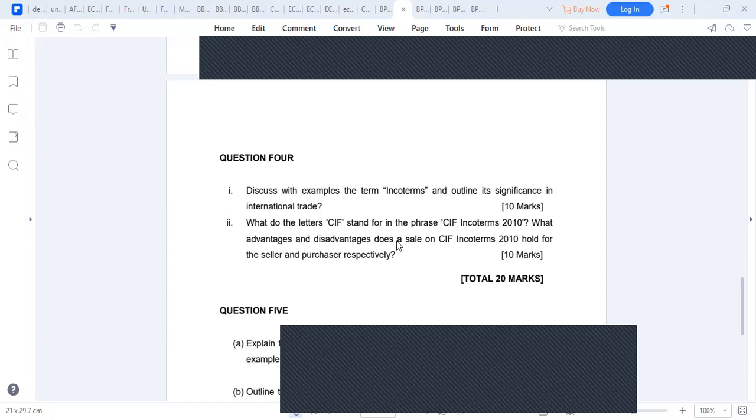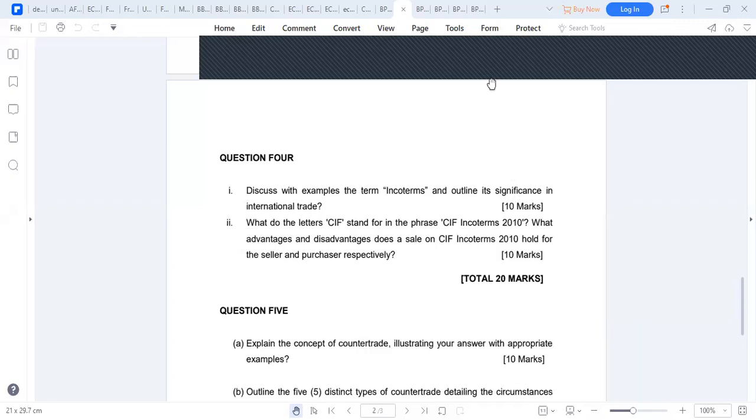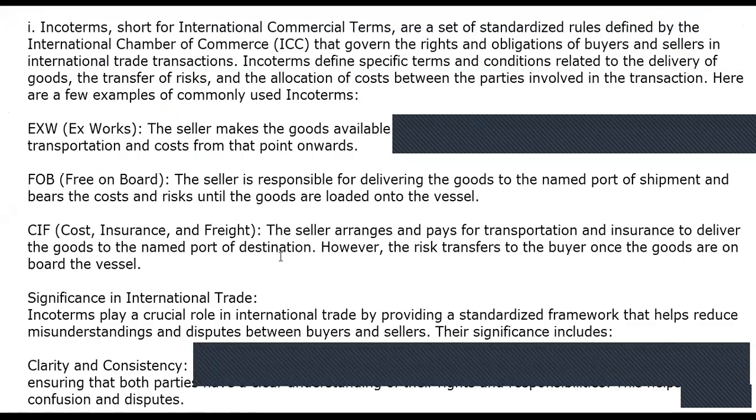We want to define what incoterms is, and also outline the significance that it has in international trade. So this is how I could answer it. Incoterms is a shortcut for international commercial terms, which are standardized rules defined by the International Chamber of Commerce, the ICC, that govern the rights and obligations of the buyers and sellers in international trade. Incoterms define the specific terms and conditions relating to the delivery of goods, the transfer of risks, and the allocation of costs between the parties involved in the transaction.